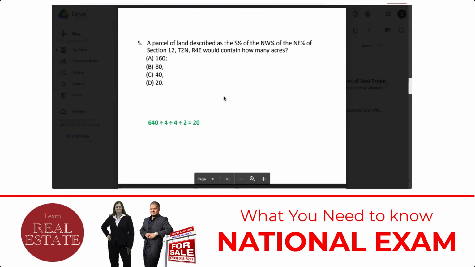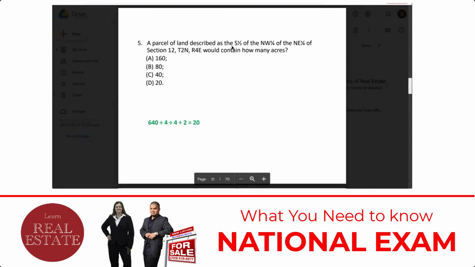Honestly, loan officers need to know math, okay? Real estate agents don't need to know math. We really don't. And so they don't focus on it. So the questions you will see are not big deal questions. Okay, so I don't want you to freak out. Honestly, this is way harder than any question I've ever seen on any test.